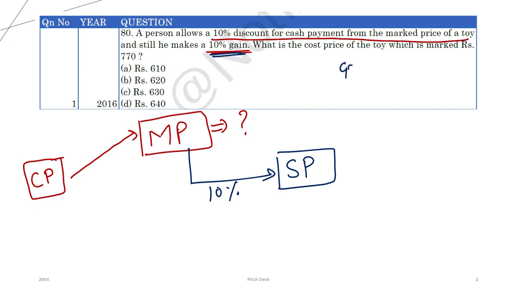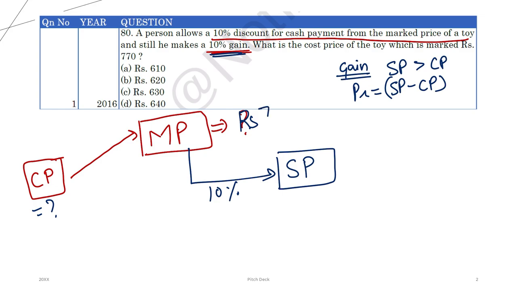First thing, if he is making a gain or profit, his selling price is greater than cost price, and his profit or gain is SP minus CP. First thing is clear. Now, what is the cost price of the toy? This is what they are asking for, which is marked rupees 770. So this is 770 rupees. He has marked it up to 770.